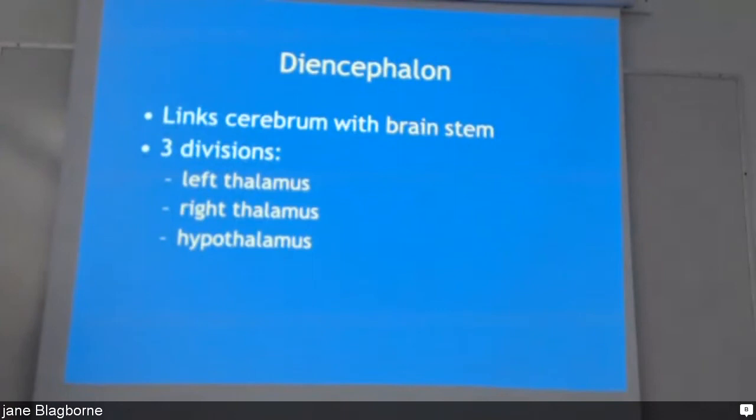The diencephalon links the cerebrum with the brainstem. It has three divisions: left thalamus, right thalamus, and the hypothalamus. And there's probably more information about that too.